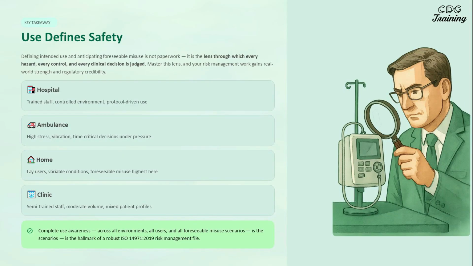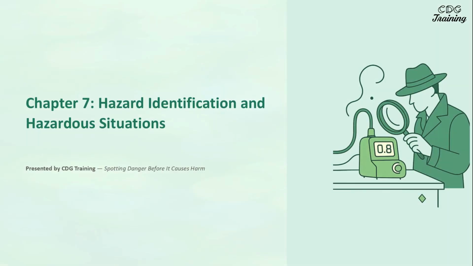Defining intended use and anticipating misuse is not just paperwork, it's the lens through which every hazard is judged. Mastering this ensures robust risk management and regulatory compliance. Welcome to Chapter 7, where we delve into the critical process of identifying hazards and hazardous situations in medical devices. This is a vital step in risk management, ensuring safety before harm occurs.